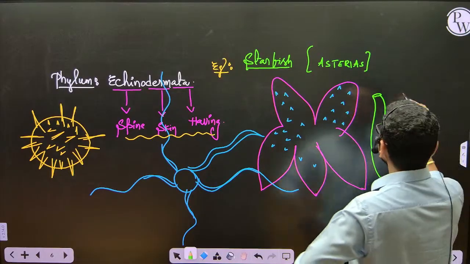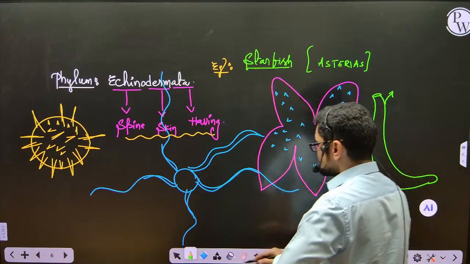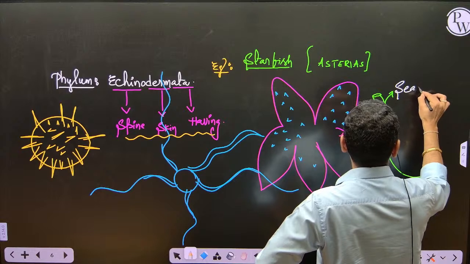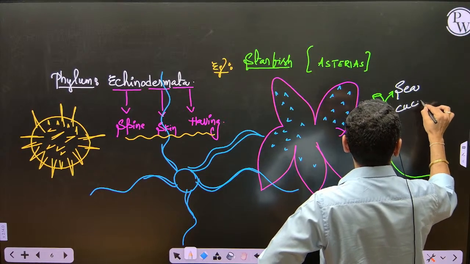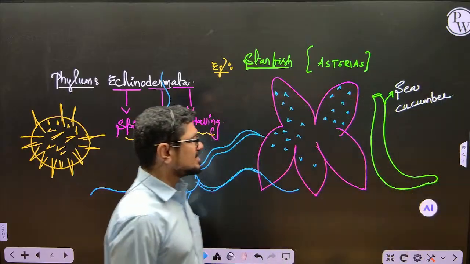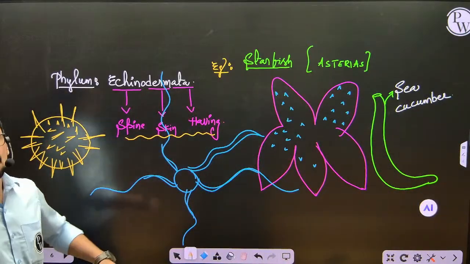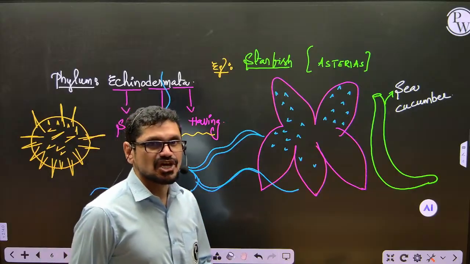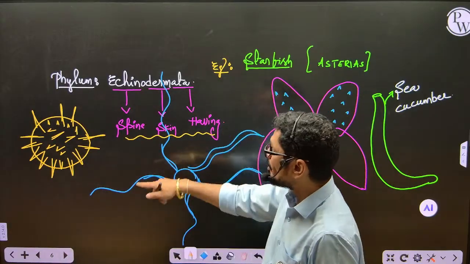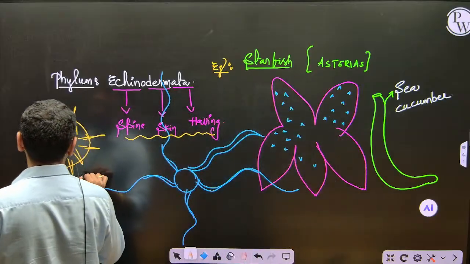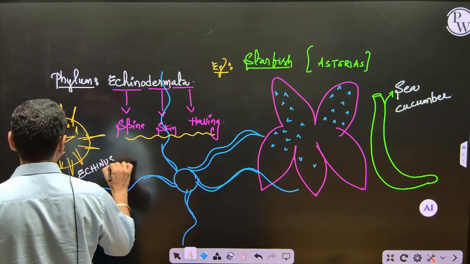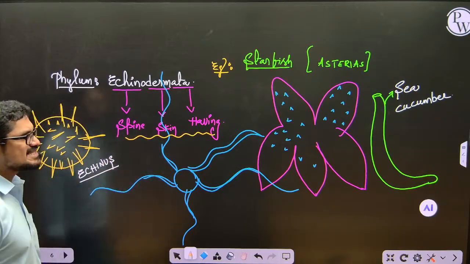This is commonly called sea cucumber. What is the name of this? Sea cucumber. Cucumber, dosakai. Sea cucumber. Like that, different animals are there: basket star, brittle star, water serpents. Serpent is not a snake, but the arm looks like a snake. And this is called echinus. Like that, different examples are there.